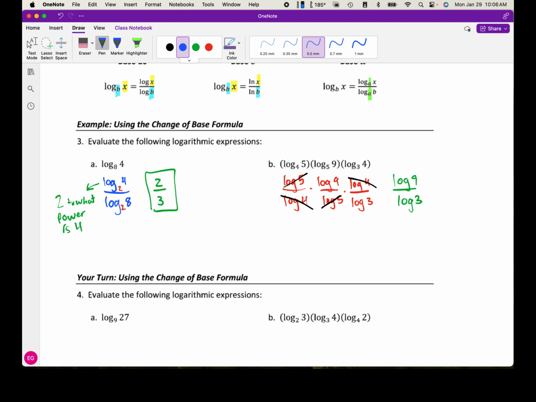Okay, so when I'm looking at that, 9 and 3, well, both of those could be rewritten as a base of 3. So what if I had picked 3 as my base all along? It wouldn't affect any of the things I've canceled, but now when I'm looking at this, I can say, hey, this guy's saying log 3 of 9. 3 to what power is 9? Well, I know that 3 to the second power is 9. And this bottom one, log 3 of 3, that always equals 1. So we have that this entire expression, log 4 of 5 times log 5 of 9 times log 3 of 4, is actually just equal to 2.